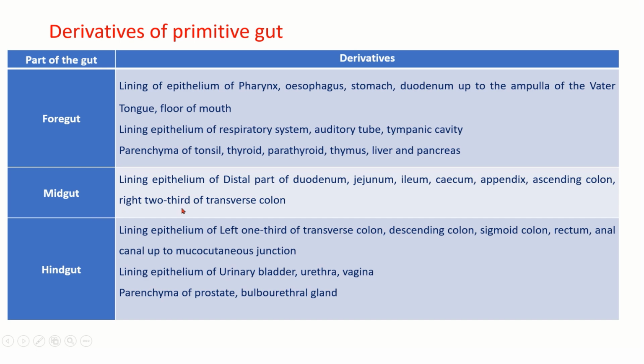Midgut: lining epithelium of distal part of the duodenum, jejunum, ileum, cecum, appendix, ascending colon, right 2/3 of transverse colon. Hindgut: lining epithelium of left one third of the transverse colon, descending colon, sigmoid colon, rectum, anal canal up to the mucocutaneous junction. Lining epithelium of urinary bladder, urethra and vagina, and the parenchyma of the prostate and bulbourethral glands. So these are the derivatives of the foregut, midgut, and hindgut. These are nothing but the endodermal derivatives.